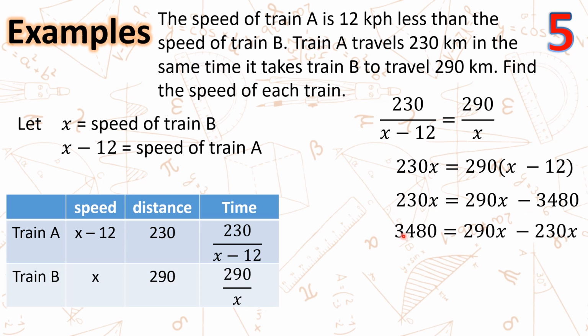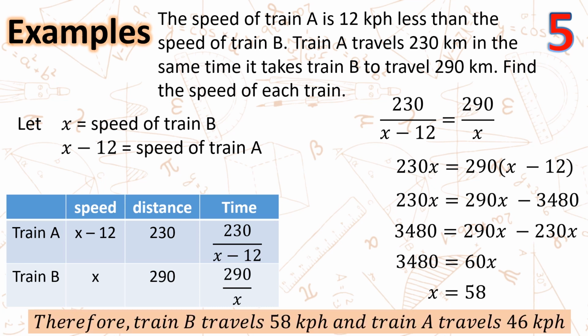Then subtracting 230x from both sides, 290x minus 230x is 60x. Then we have 3,480 equals 60x. Divide both sides by 60, we get x equals 58. This is the speed of train B. For train A, we have 58 minus 12. Therefore, train B travels 58 kilometers per hour and train A travels 46 kilometers per hour.